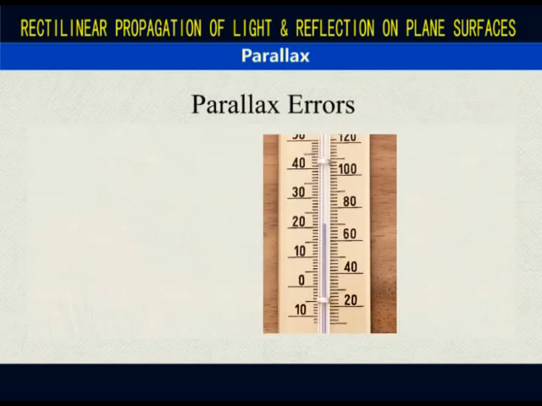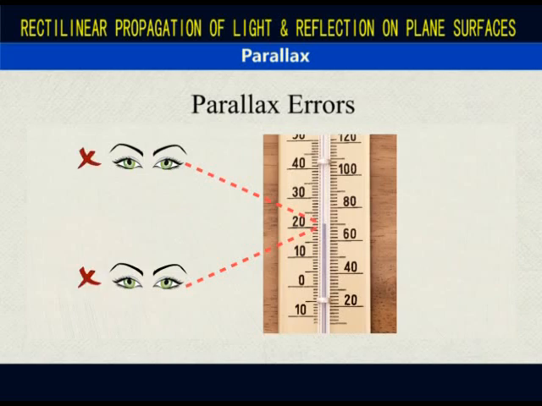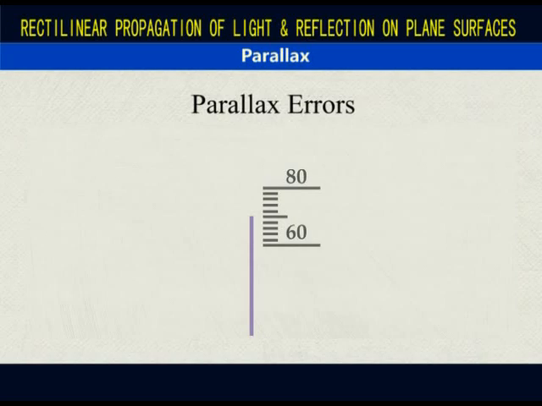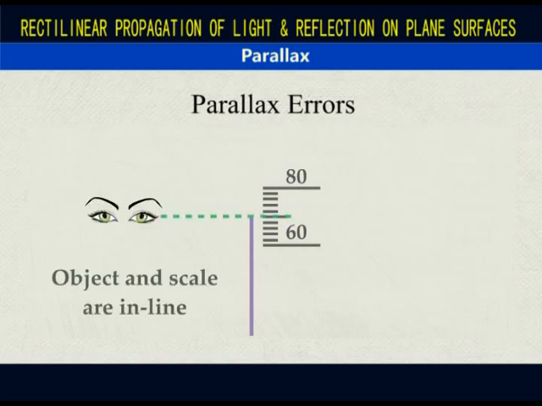This is a liquid thermometer. When reading the measurement, some people look from above, some people look from below. These are wrong ways of reading scales. We read at this eye level. When you look at eye level, the scale and the liquid column are at the same level. This is the correct value, 70 degrees.